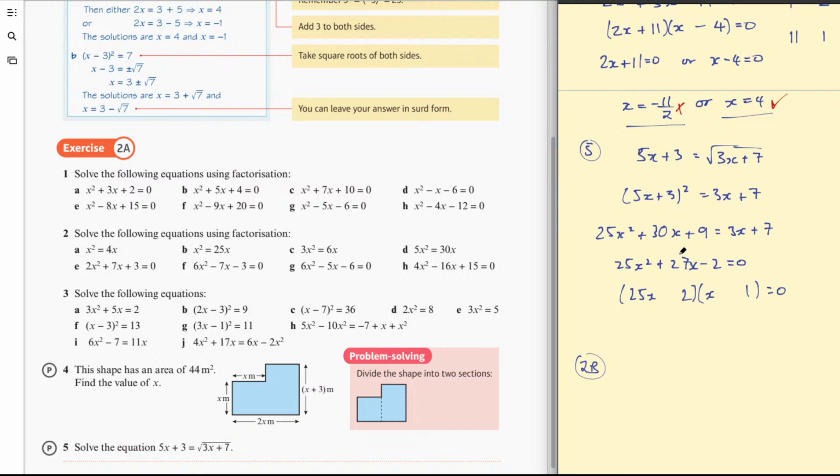But that's not going to work because one of them's negative. Oh no, that's a positive 2, sorry. I'm not sure why I wrote negative 2, apologies. So this is all positive, and then we'd get the solutions of x equal to negative 2 on 25, or x equal to negative 1.